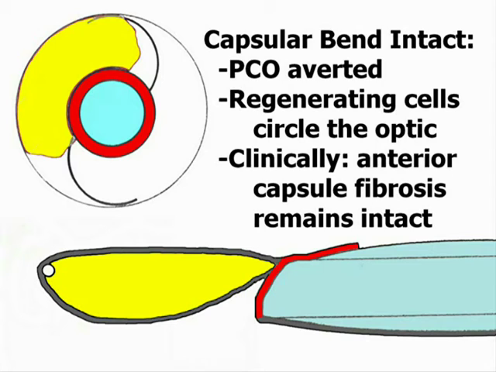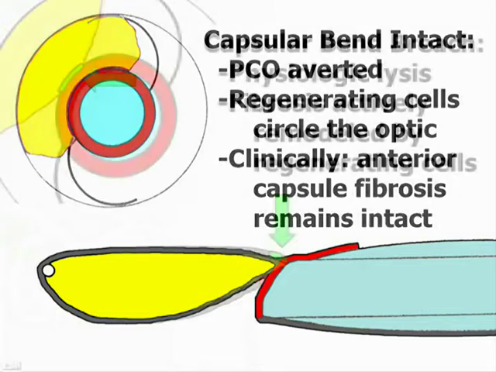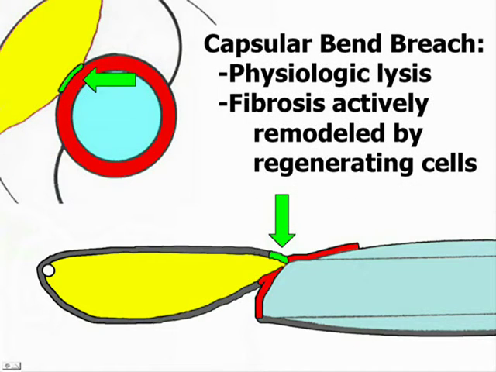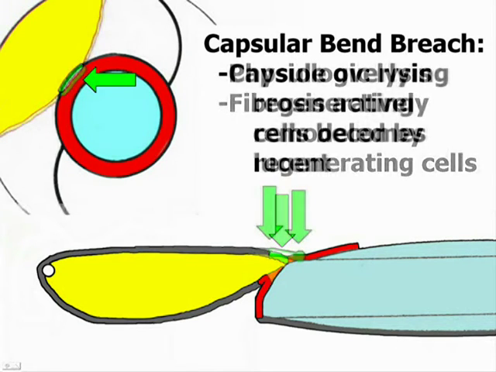If this is the case, the capsular bend will remain intact. Posterior capsular opacification is averted, the regenerating cells circle the optic, and clinically, the anterior capsule fibrosis remains intact. But what happens if these cells manage to breach the capsular bend? They perform a physiologic lysis of the bend.